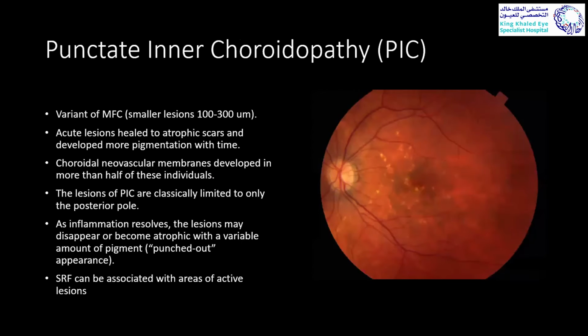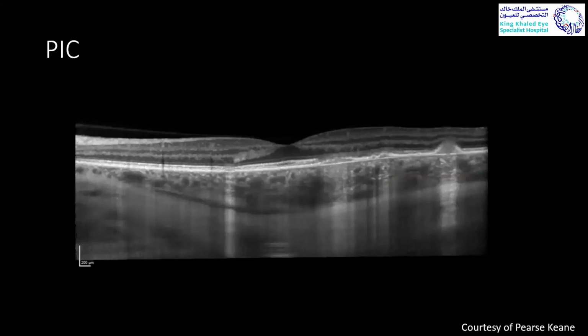So regarding the PIC, this disease is very interesting. We know that this disease usually affects young myopic females, and it's a part of multifocal choroiditis. However, the lesions tend to be smaller, around 100 to 300 microns, and those lesions commonly affect the posterior pole and rarely extend to the periphery. What is interesting about this disease is the OCT.